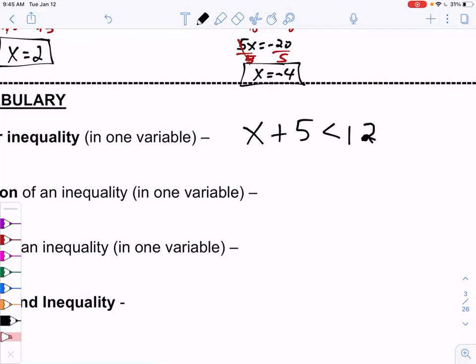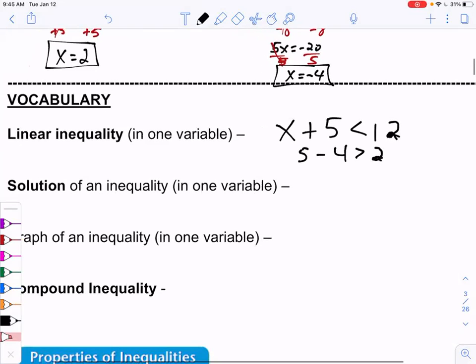Or it doesn't have to be x. You can use anything here. You can have like an s minus 4 is greater than 2. So these are just different examples we could have.